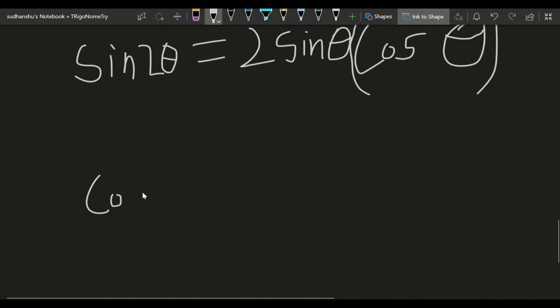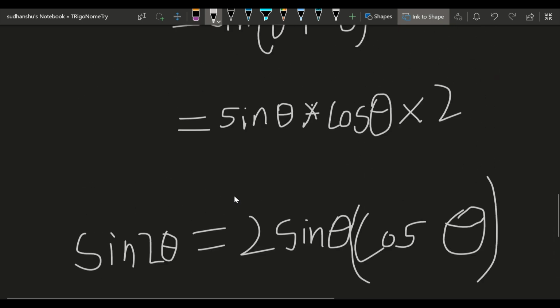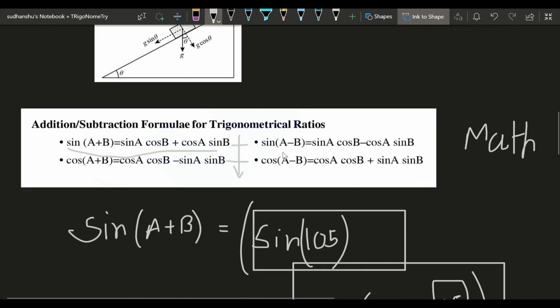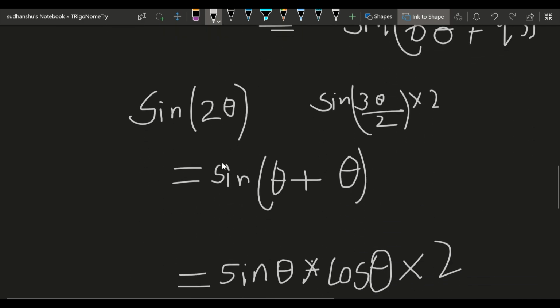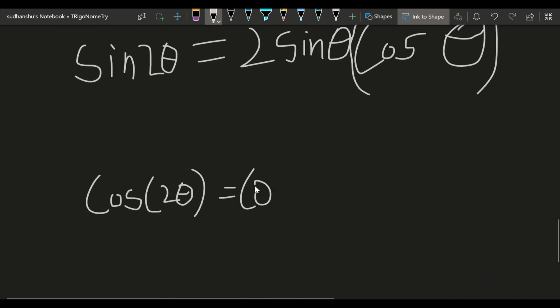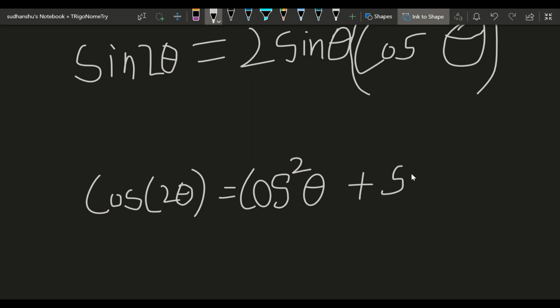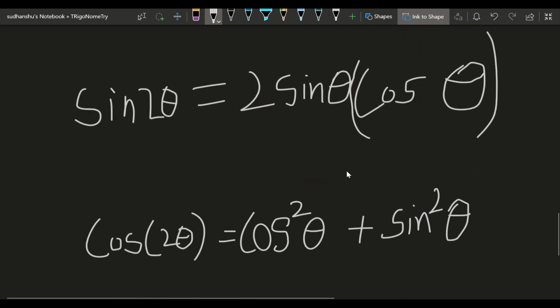If I tell you to find the value of cos 2 theta, you have to just do this: cos 2 theta, a plus b, so cos theta and minus sin theta. So you have to just remember this, cos square theta plus sin square theta.